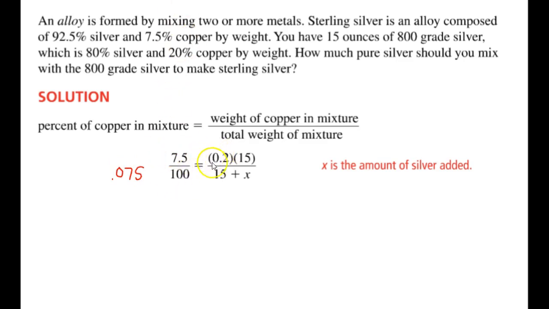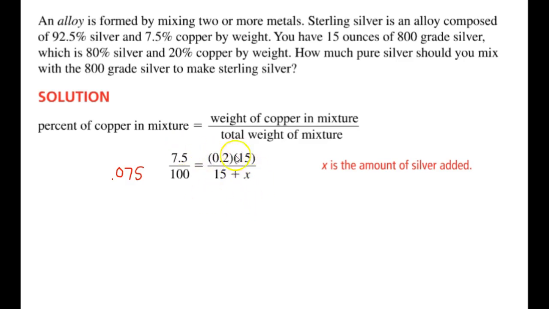So then I set it up. I've got this 0.02, which is my 20% of what I already have in this 15 ounces. So this tells me how much copper I already have, because 20% of this 15 ounces is copper. Then in my denominator, I know I have the 15 ounces that I start with, and I'm trying to figure out how much silver I need to add.